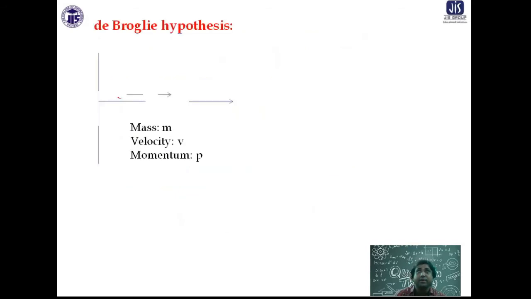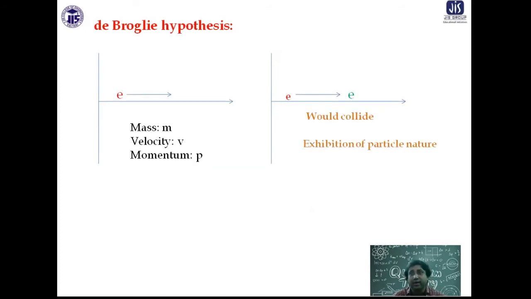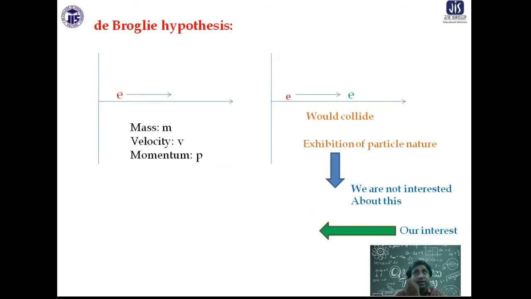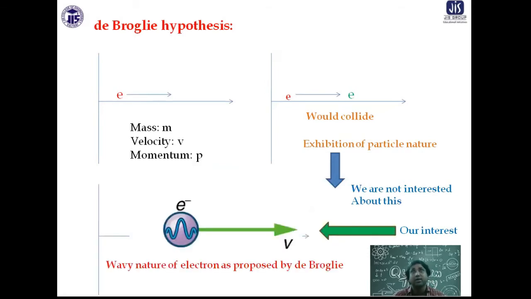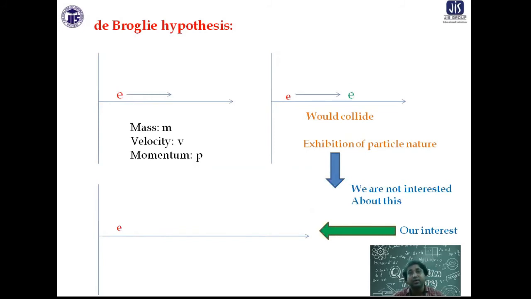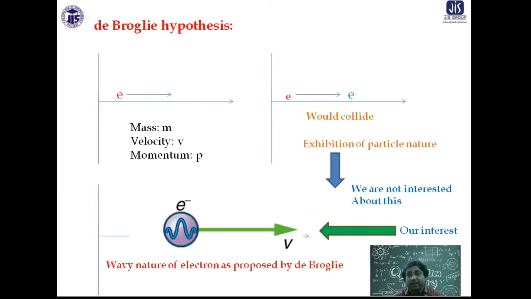So this is the idea: if an electron is moving like this and faces another electron, classically you know they will collide. But what de Broglie is telling is that the electron can show the property of a wave. The electron is no more just matter, it is showing the property of a wave. That is the proposal of de Broglie, and if it is wavy, it should have some wavelength, so the de Broglie wavelength is h by p.